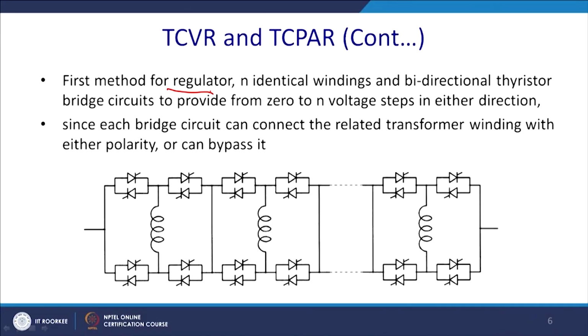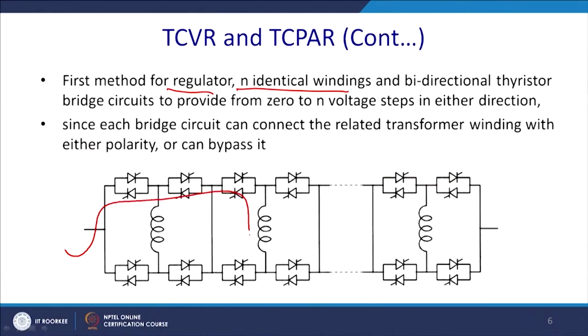So, this is one of the configurations of the tap changer. The first method is for the regulator. We shall cascade n such regulators, with n identical windings and a bidirectional thyristor bridge circuit, provided from 0 to n voltage steps in either direction. In that way you actually increase the level. You can also bypass, so you can take this way.